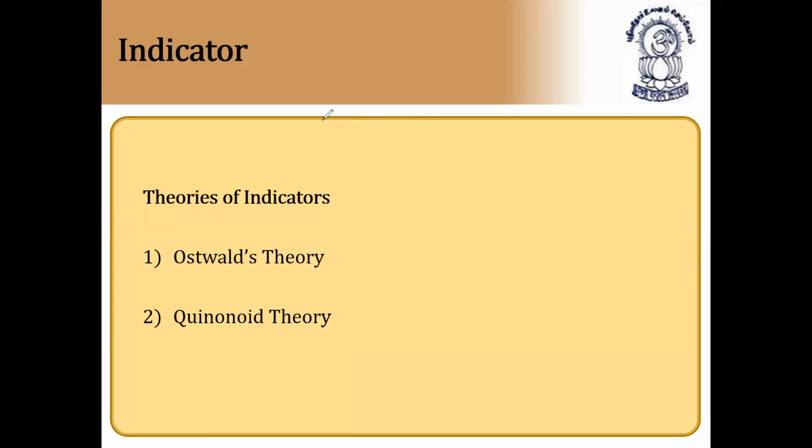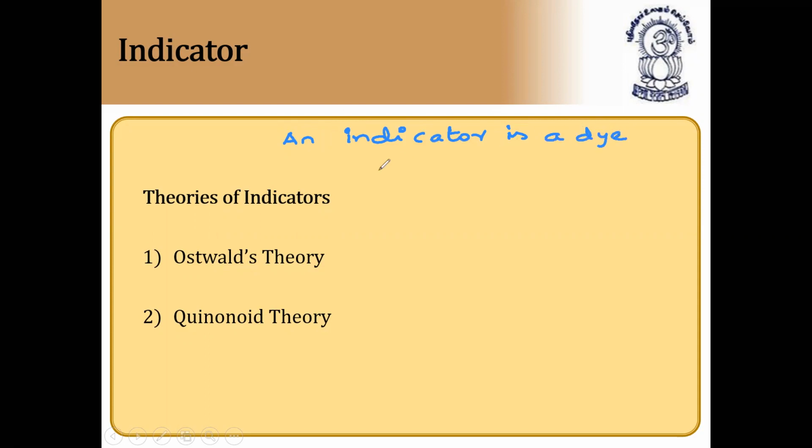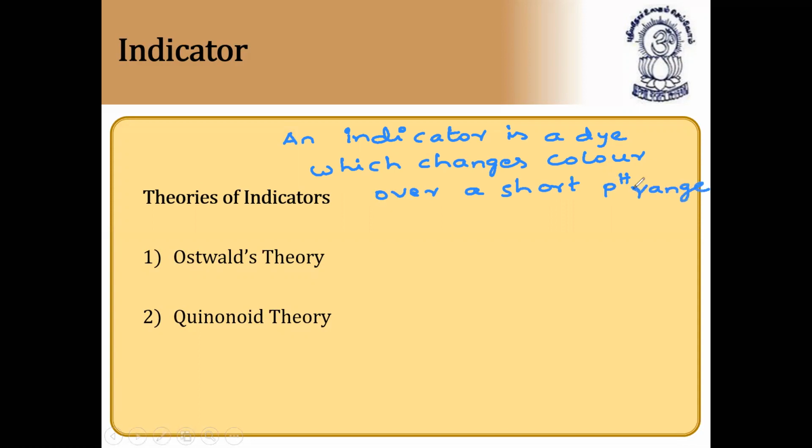So what is an indicator? I'm writing here: an indicator is a dye, meaning color, which changes colors over a short pH range. This is called an indicator.